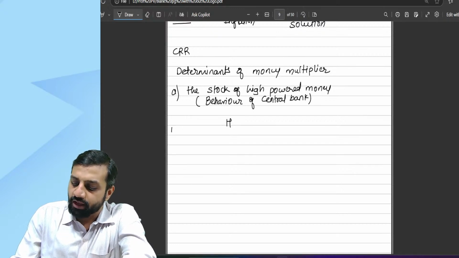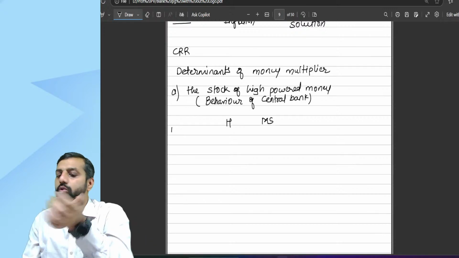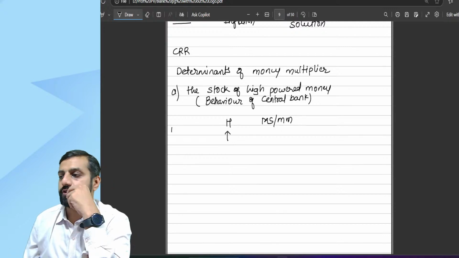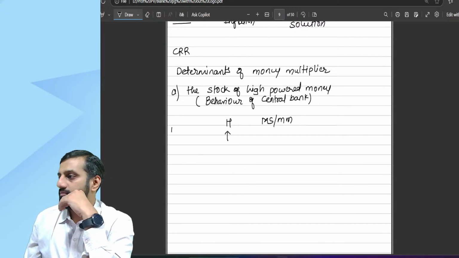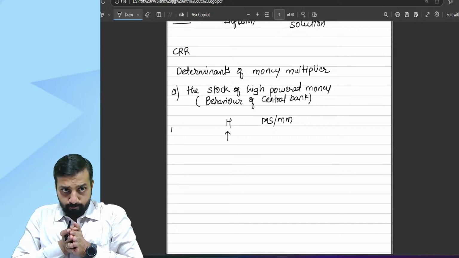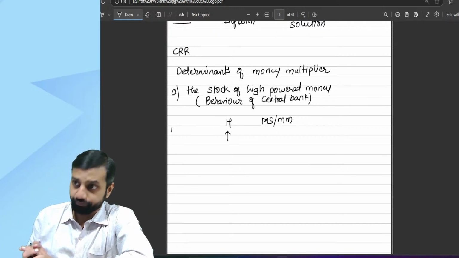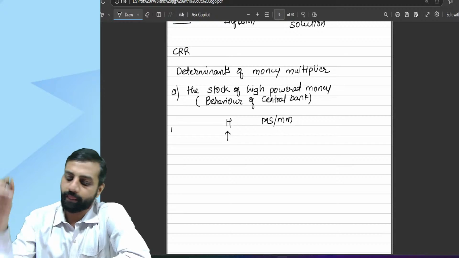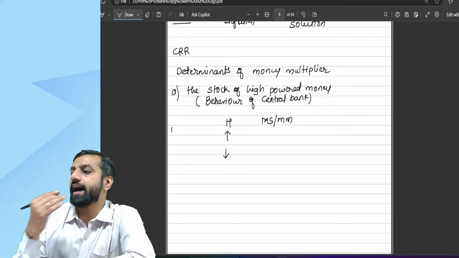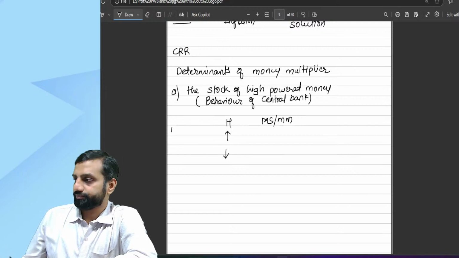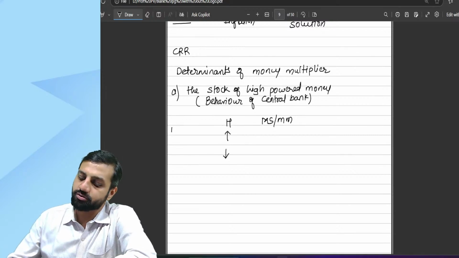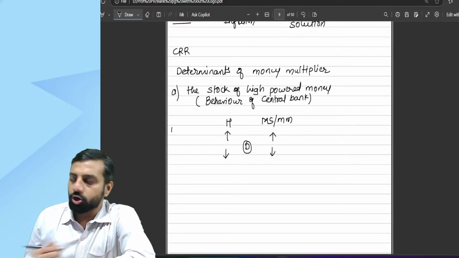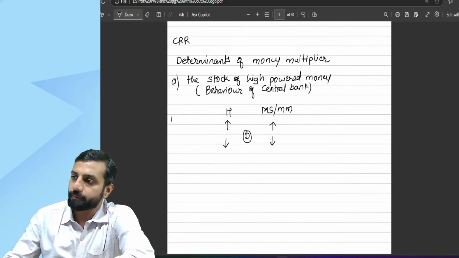Now you tell me, if the high powered money is more, then the money supply and the money multiplier will be dash. What is your opinion? If RBI gives more high powered money, then the money multiplier will be dash. And what will be the scenario when the high powered money is less? Correct, Surya. Higher the high powered money, higher the money multiplier. Lower the high powered money, lower is the multiplier value.